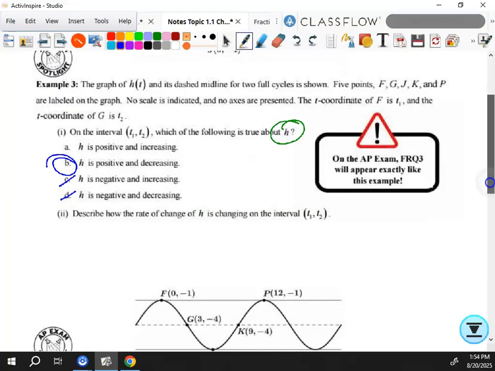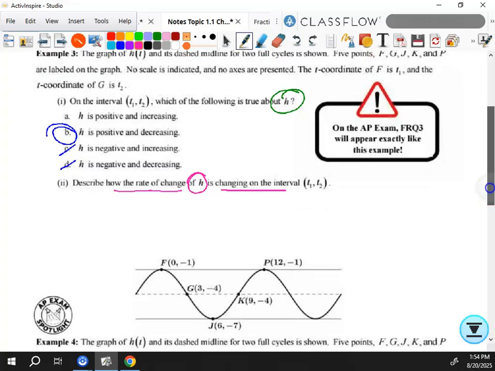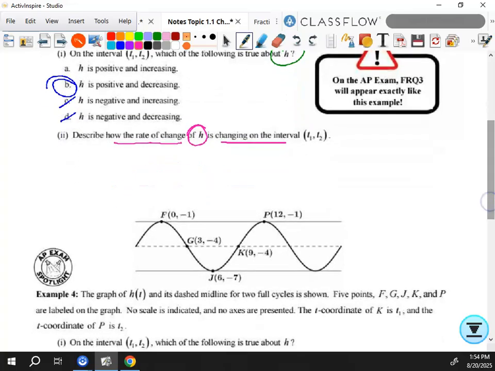So let's move on then. Still looking at the same picture and everything. The second part says to describe how the rate of change of h is changing on this interval. So what do I need to write down if I'm talking about rate of change? Fun chart. Fun chart. Okay, we're going to write it out a bunch. Important to have it written down.